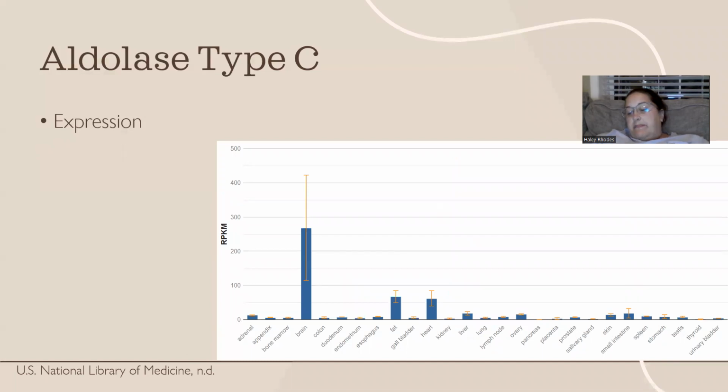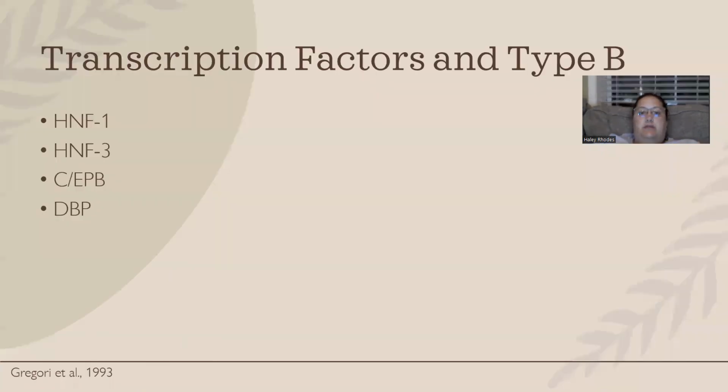So type C aldolase is primarily expressed within the brain, and in the brain it's particularly expressed within the hippocampus and the Purkinje cells. In addition, there's also a little bit of a higher number than everything else of heart and fat tissue expression as well. And again, there are small amounts of many of them, but comparing these to type A, which is found predominantly in almost everything.